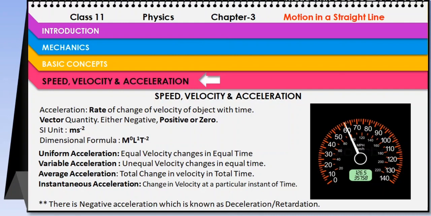Talking about the types of acceleration, it is uniform acceleration, meaning equal change in velocity in equal time. Variable, that is non-uniform acceleration, meaning unequal change in velocity in equal time. Average acceleration: total change in velocity in total time. Instantaneous acceleration: change in velocity at a particular instant of time.